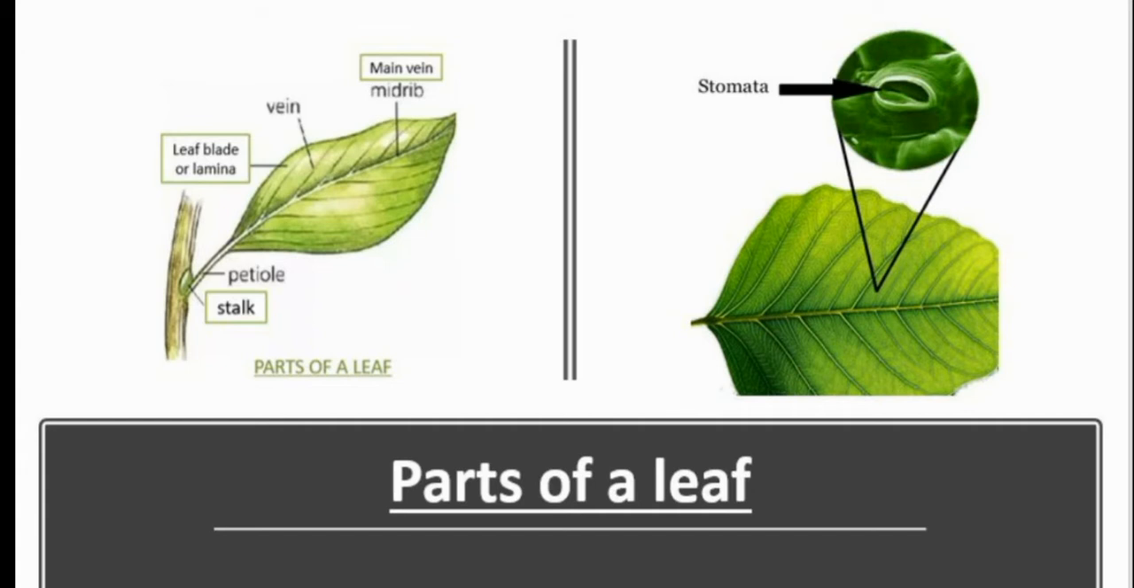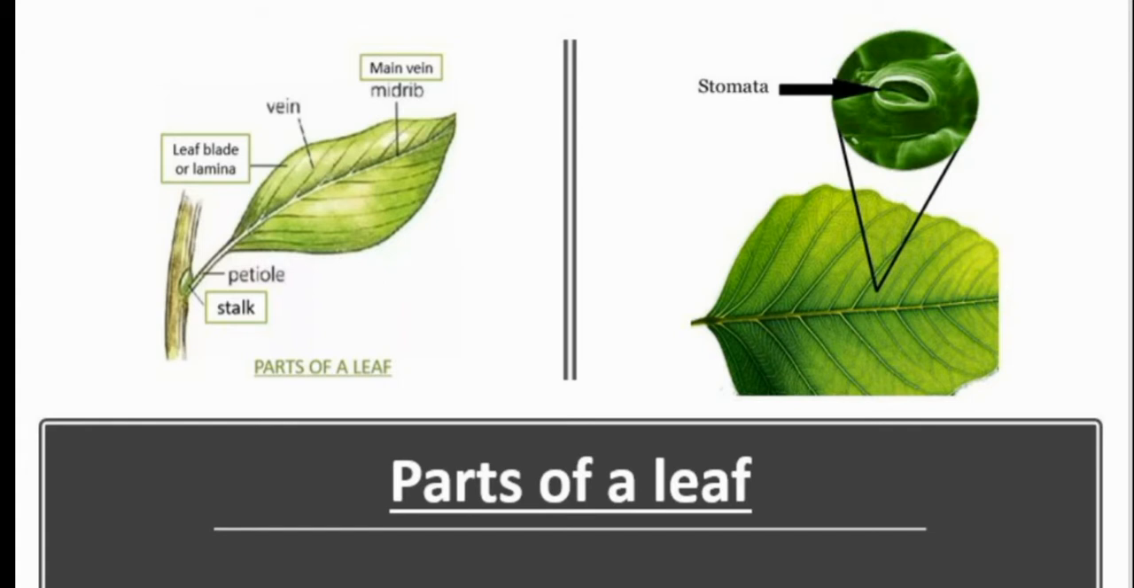You can see the main vein is formed by a double pipeline of cells. One pipeline carries water and minerals to the cells of the leaf, and the other pipeline carries prepared food, which is being prepared in the leaves, from the green cells to other parts of the plant. So this is the function of the main vein.